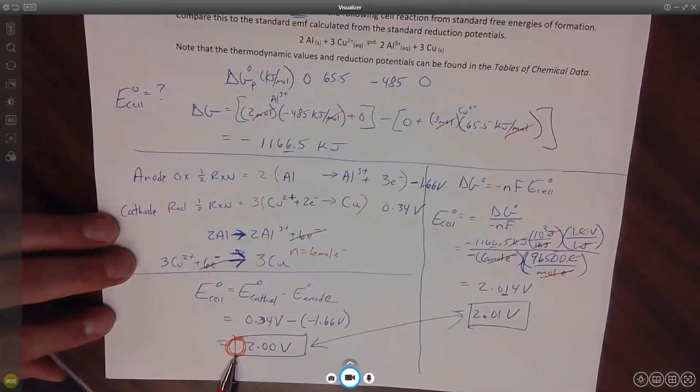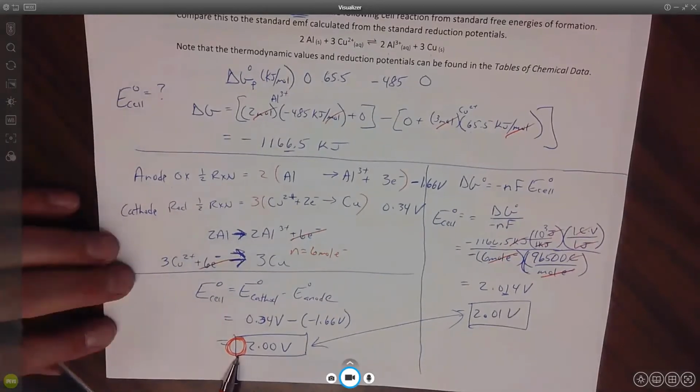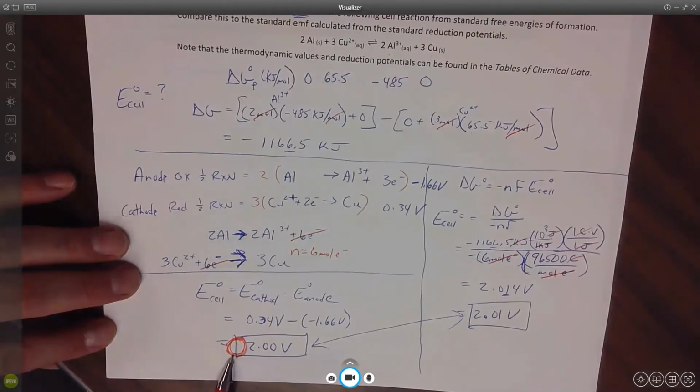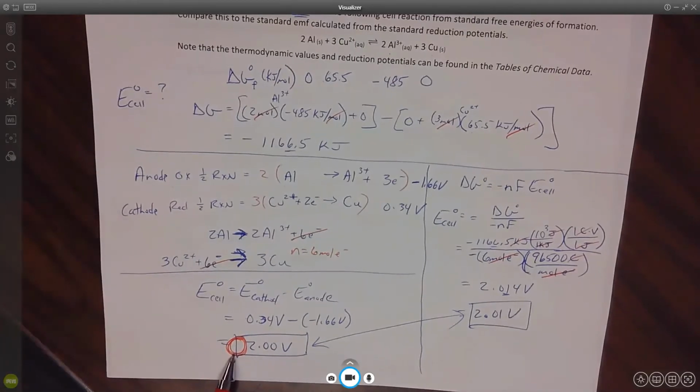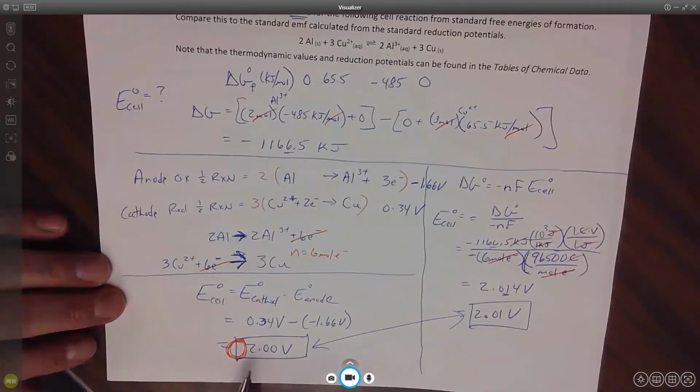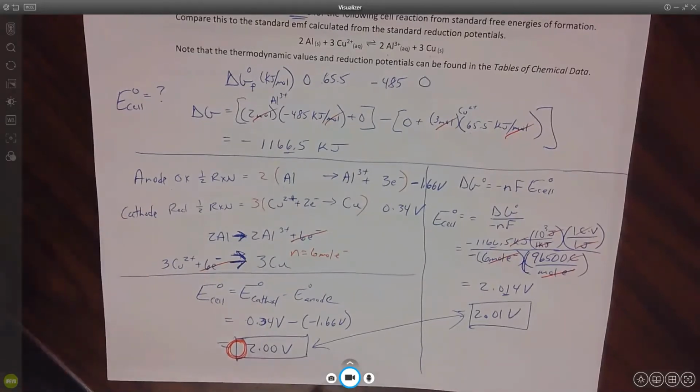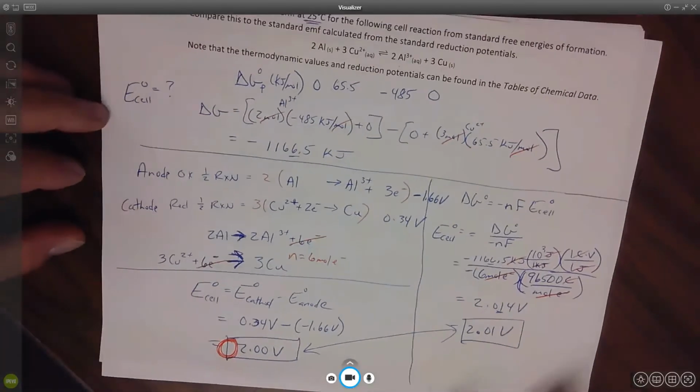It's positive. Remember, galvanic cells, voltaic cells, batteries, they're all spontaneous reactions. An electrolytic cell is non-spontaneous, so this would be negative. Does that make sense? It's basically just trying to make sure that you understand that electrolytic cells are non-spontaneous and would have a negative voltage for an overall cell reaction.